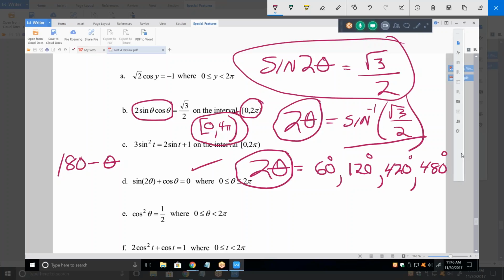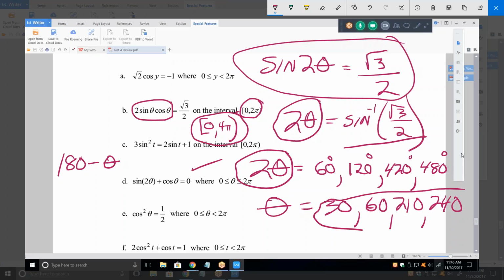Now we're going to solve for theta. In other words, we just got the 4 answers for 2 theta. What's theta going to be? Just 30, 60, 210, 240. Yeah. Notice all 4 of those are in the unit circle. So we do satisfy that domain right there for theta.